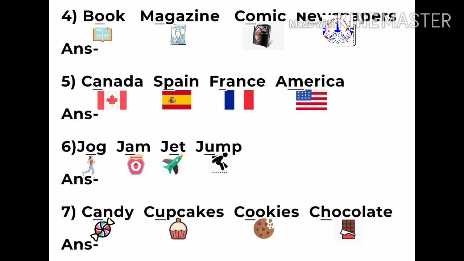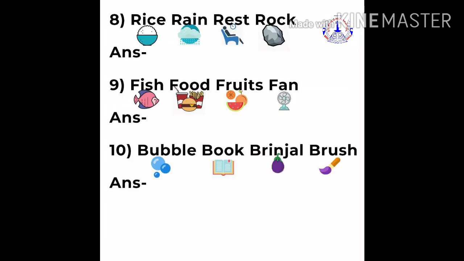cupcake, cookies, and chocolate. In this also the first letter is the same, that is C. In the same way, you are going to see the second letter of each word and write according to alphabetical order. Eighth one, rise, rain, rest, and rock. Here also the first letters are the same, so you are going to see the second letter of each word and write the answer.